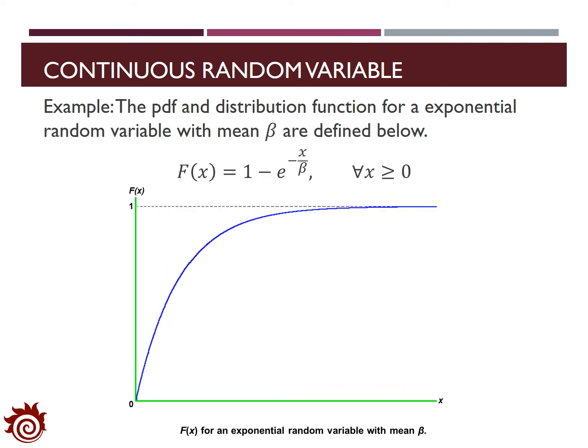And this figure shows the cumulative distribution function of the exponential random variable. Based on the definition of the cumulative distribution function, we can find that capital F of x equals 1 minus exponential of minus x over beta. And similar to our previous example, the value increases from 0 to 1. That means capital F of infinity is always 1, based on the definition of a random variable.